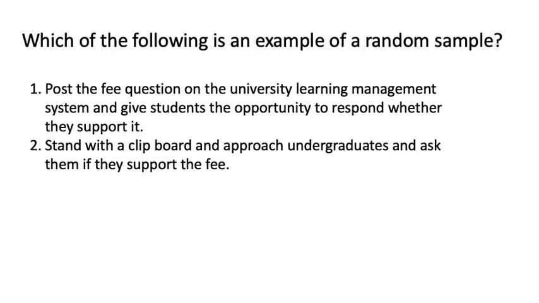Researchers stand with a clipboard and approach undergraduates and ask them if they support the fee. This sounds like it could be better, except there's a couple problems here. Where are they standing? Maybe they're standing in a location that freshmen frequent, but not a section of the campus where seniors frequent. And the other obvious problem is if students see someone coming at them with a clipboard, they may choose to walk the other way. So I would argue this is also an example of self-selection bias. Students are choosing to participate, and it may not be representative of the entire population because we do not know if the location where the people are standing really encompasses everybody.